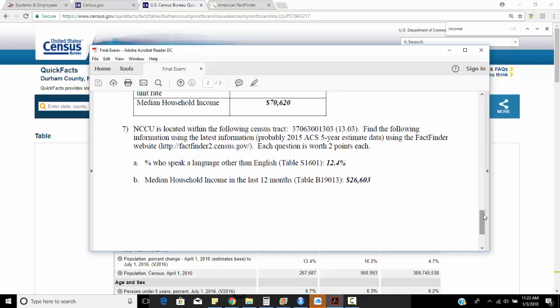It's called 37063001303. 37 represents North Carolina. 063 represents the county. So 37063 represents Durham County, North Carolina. And then the next 6 digits represent the tract. And we can even go further with block groups and blocks to get a 15-digit unique identifying code for any block in the United States. But we're going to focus this on these.